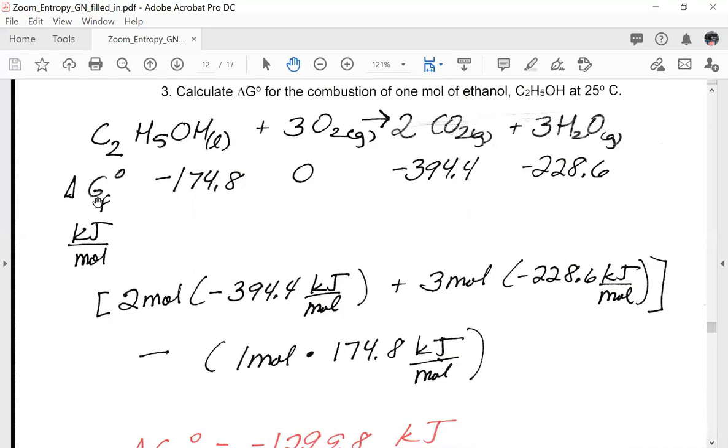So we plug in our values from our table. So this is the delta G of formation for our ethanol, 0 for the oxygen, minus 394.4 for our carbon dioxide, and minus 228.6 for our water. The units are kilojoules per mole. We're going to use the stoichiometry. So here's our 2. We plug this in here. Plus here's our 3. We plug this in here. So these are our products. Minus, we have 1 of these, and I just ignored that. And then I got this from here.